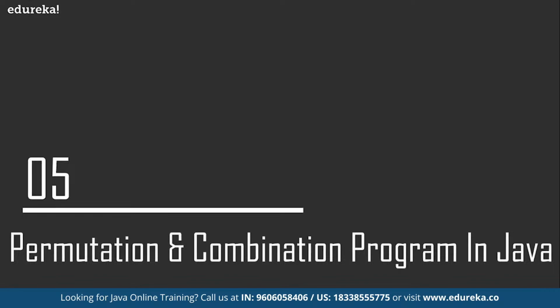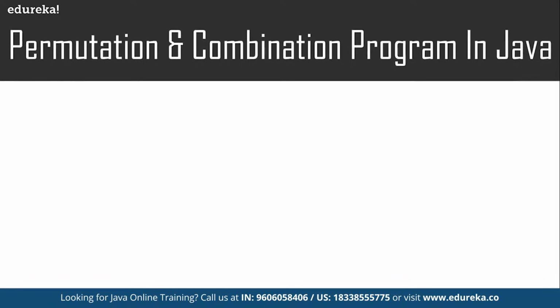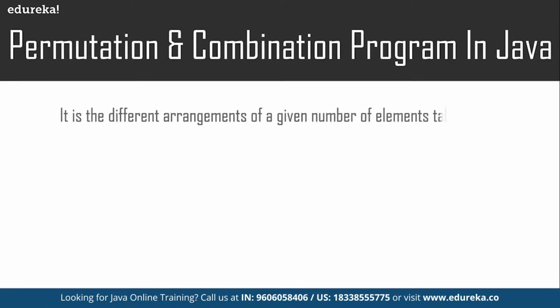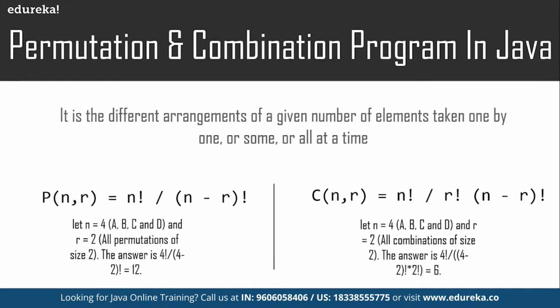So next we have the permutation and combination program in Java. So what is permutation and combination? It is nothing but the different arrangements of a given number of elements taken one by one, some, or all at a time. So if I want to calculate a permutation of a number, I'll give the value of n as 4, say ABCD, and the R value will be 2, that is the size. So when I calculate it, it will be n factorial, that is 4 factorial, divided by (4 minus 2) factorial, which is equal to 12. Because 4 minus 2 is 2 factorial, and I can write 4 into 3 into 2 factorial divided by 2 factorial. So 4 into 3 is 12.